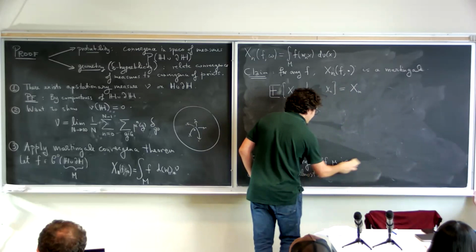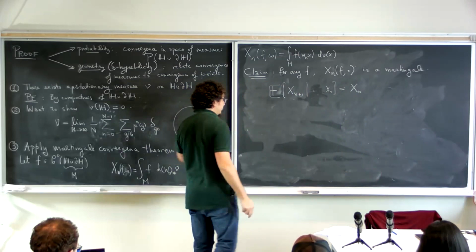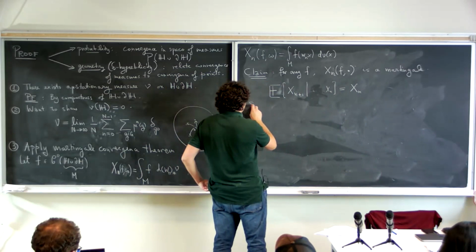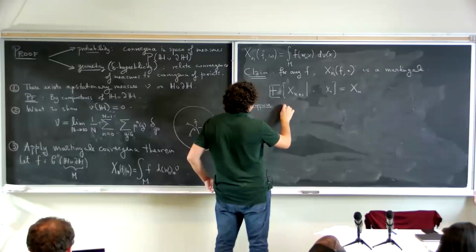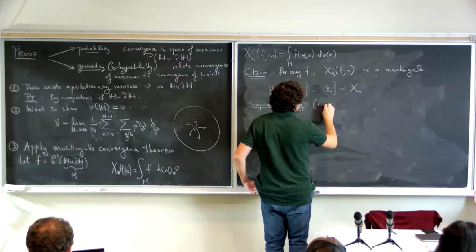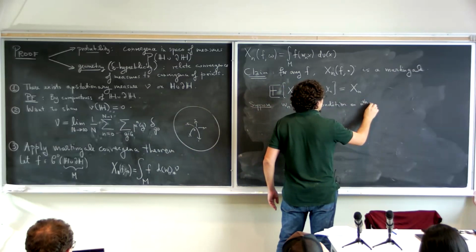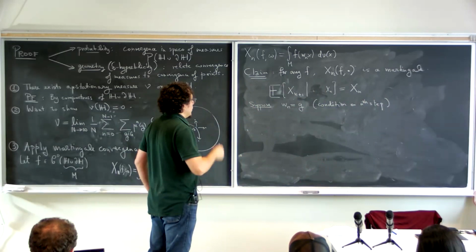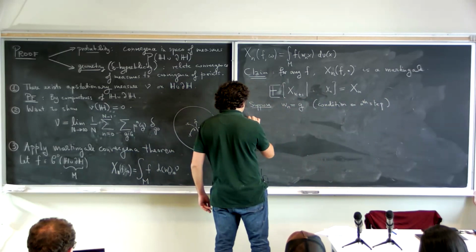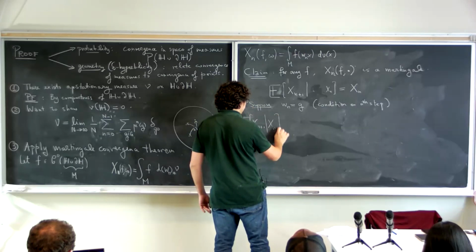So basically, if you look at x_n, we know the outcome at the n-th step. Suppose that W_n equals g. So we condition on the n-th step. And so again, what is this expectation? The expectation of x_{n+1} given x_n. Well, this is the integral over M of f.